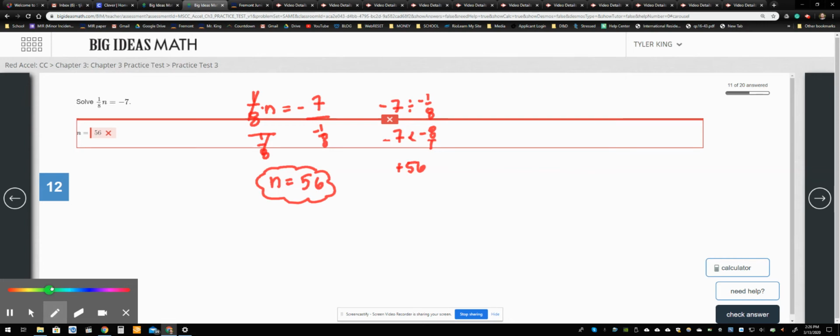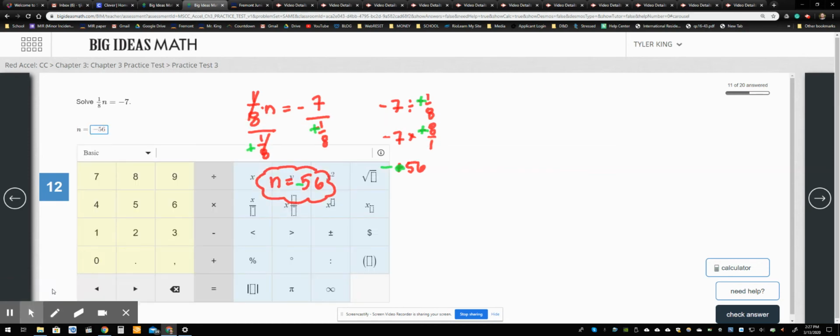So let me show you where I made my mistake. I had a negative here and a positive here. I have to do the same thing to both sides of my equal sign. So this was positive, this had to be positive, which means this would have been positive, and this would have been positive, and instincts would have been right. This right here would have been negative 56. See how much changed based on missing one sign there? So this is going to become a negative 56.